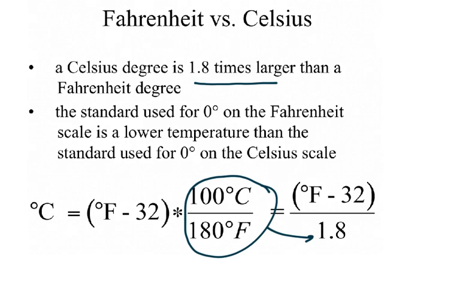So if you were going from Fahrenheit to Celsius, you would first use order of operations. You would subtract 32 from the Fahrenheit, and then you would get that answer and divide it by 1.8, and that would complete your conversion. And we'll do that in just a second.